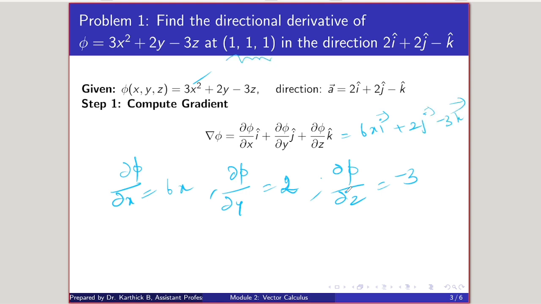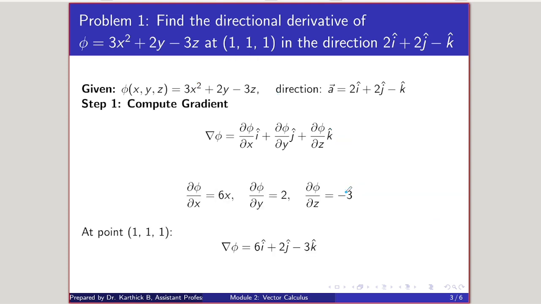And they ask for the gradient at the point (1, 1, 1). So here the variable is only x. At the point (1, 1, 1), I will get 6i vector plus 2j vector minus 3k vector. So this will be our gradient phi at the point (1, 1, 1). Therefore, this is the final value for the gradient phi. Now to find the directional derivative, we want to find gradient phi dot a cap. So we want to evaluate a cap first.